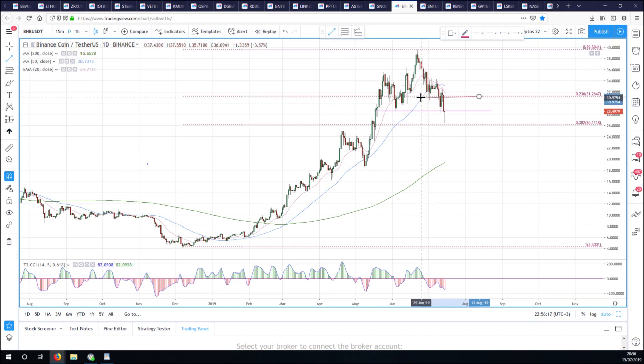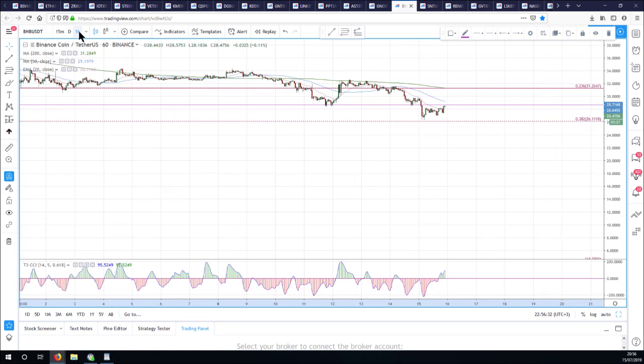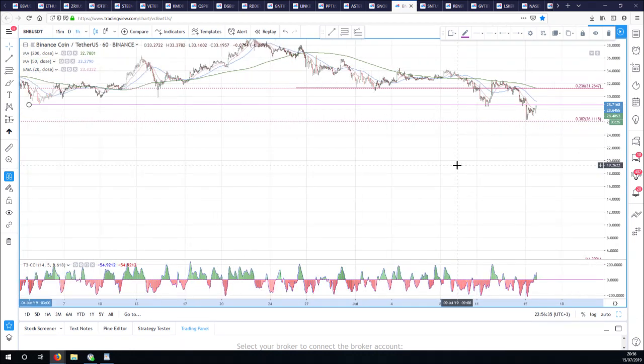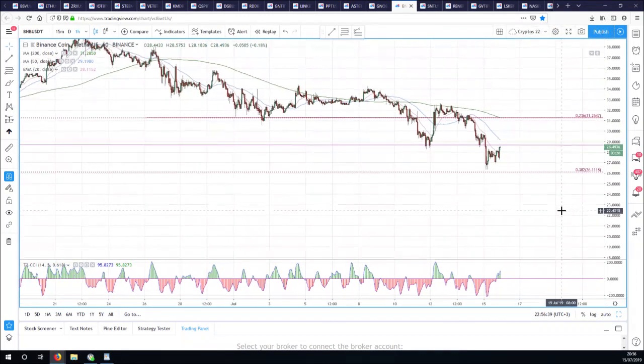So possibly a false breakdown and a pretty nice smart recovery going on here in Binance Coin Tether, which would be quite bullish. But I'm waiting to see where we close relative to this low here, I think. And around here. Looks okay so far, doesn't it? But let's not count our chickens.